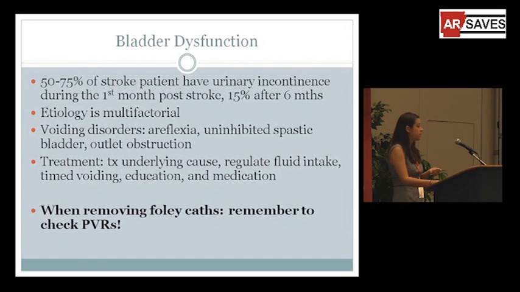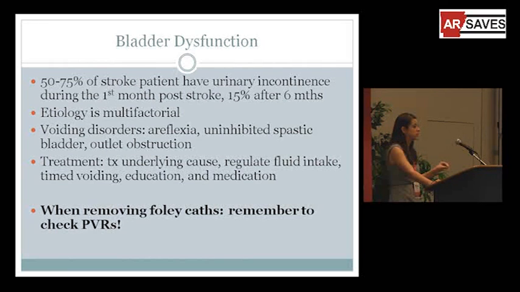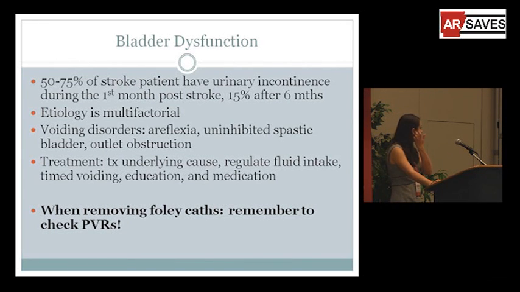All right, and then bladder dysfunction is a big deal. It's also a huge deal for families who are going to be primary care providers after the patient is discharged home. 50 to 75% of stroke patients will have urinary incontinence during that first month after stroke, and then about 15 to 20% of them will continue to have urinary dysfunction after the first 6 months to a year after acute stroke. And the voiding problems are multiple.